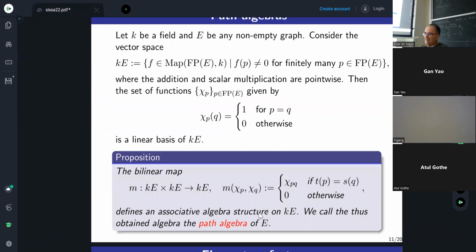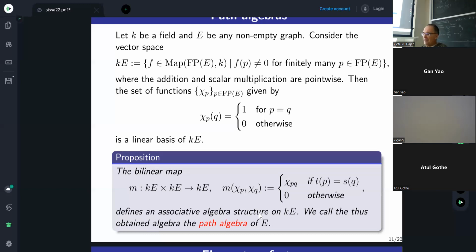Well, I claim that with this recipe, I get an associative algebra. So I have a vector space, and in order to turn a vector space into an associative algebra, all I need to do is to define a bilinear pairing, which has this property that it's associative, okay? And because it's bilinear, it suffices that I give my formula only on my basis elements. And that's precisely what I do.